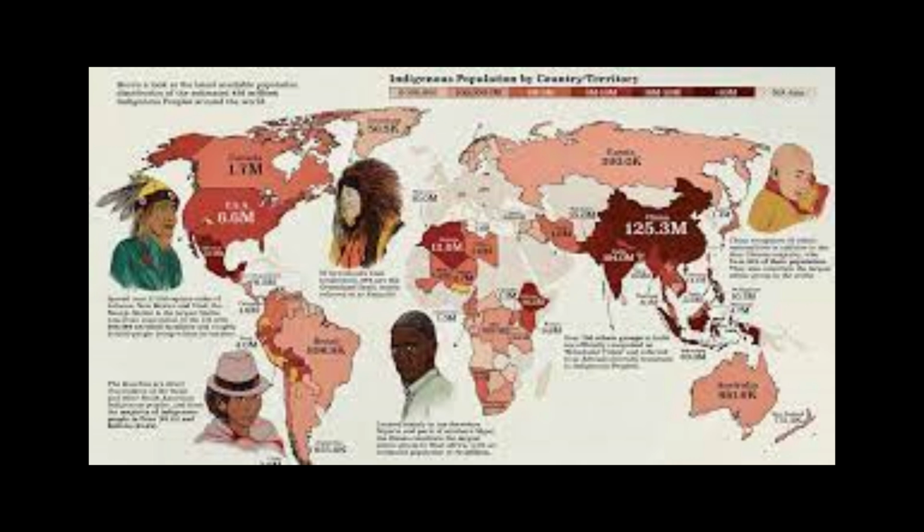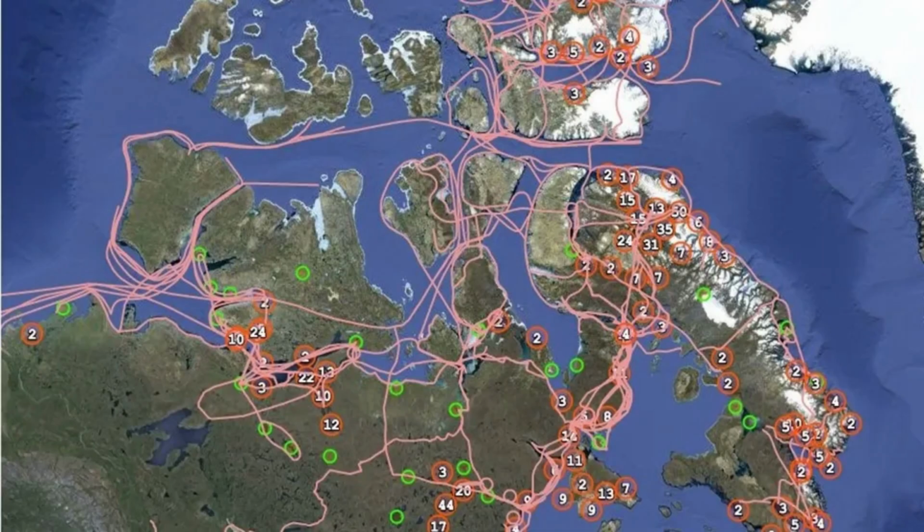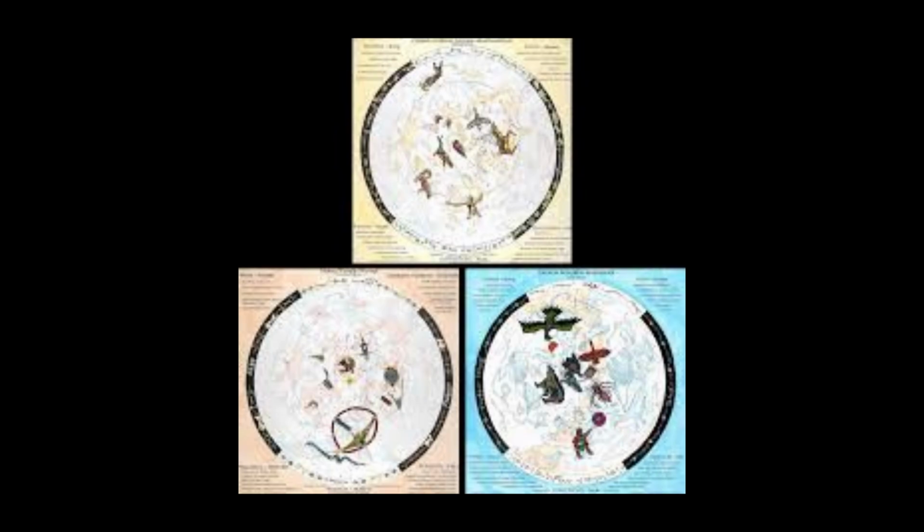Indigenous maps and navigation. Many indigenous cultures have developed intricate navigational systems and maps using natural cues, such as stars and ocean currents, rather than Western-style cartography.